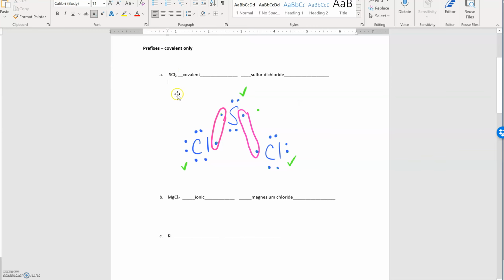So these two look pretty similar, SCl2 and MgCl2. This one is sulfur dichloride because it's covalent, but the MgCl2 is just magnesium chloride. There's no di, there's no prefix because it's ionic. You only use the prefixes for covalent compounds.